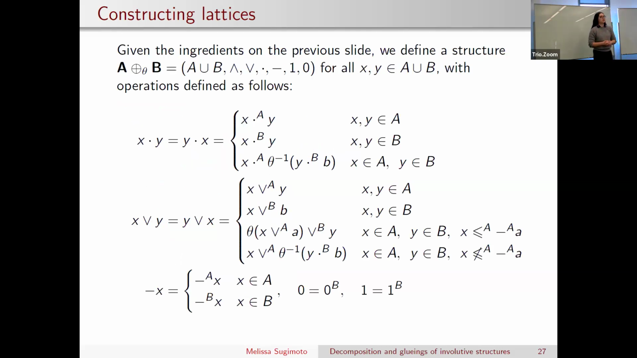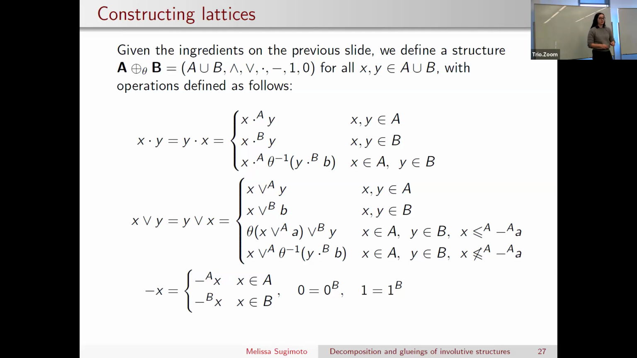We put these two structures together, A and B. We want something on the universe A union B, and we define a lattice from it. This is different from our Płonka sum construction in that we could only out of hand guarantee we were going to get something partially ordered. We know we're going to still get a lattice if we use this construction.